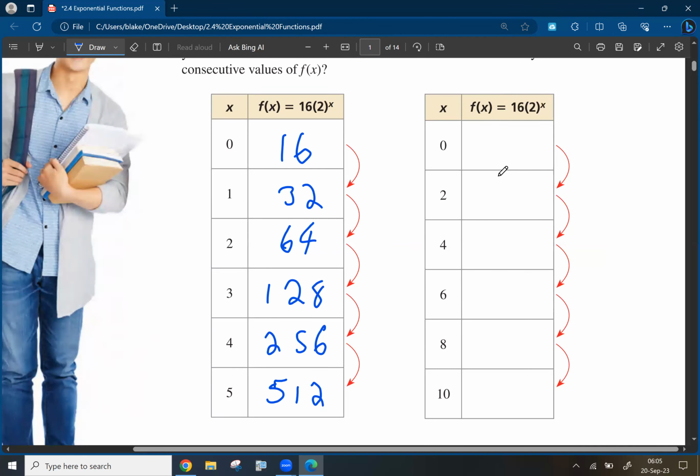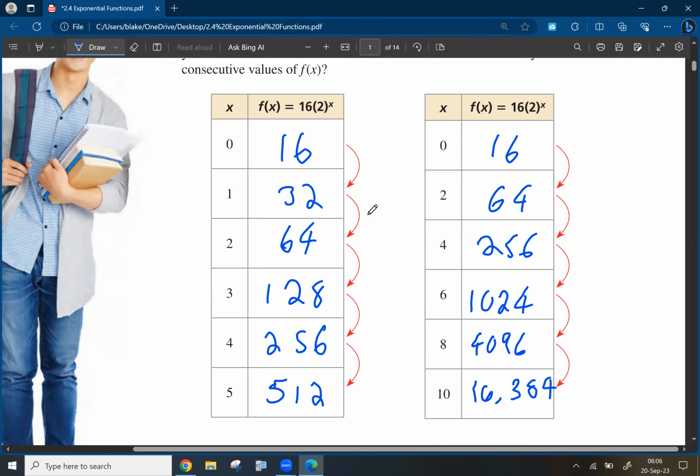All right, and then this one's very similar, but you can see it's going up by twos now. We already know that 0 is 16, 2 is 64, and 4 is 256. We've got those from the left side table, but now we have to go to the 6th power, the 8th power, and the 10th power. I'm going to use a calculator here. To the 6th power would be 1024. To the 8th power would be 4096. And then to the 10th power would be 16384.